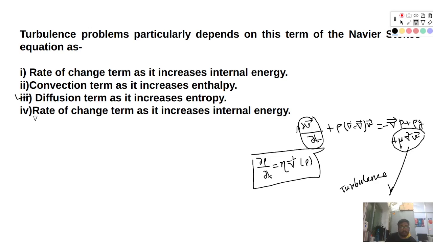No issue. I'm still trying to understand the question. The question says turbulence depends on this term of the Navier-Stokes. Yeah, so the Navier-Stokes equation has this rate of change term also, right? Yes, correct. There are lots of terms in the Navier-Stokes equation. So which term is basically responsible for the turbulence, and why is it responsible? That is what the question is asking. Okay, I got it. Now I understood the answer.